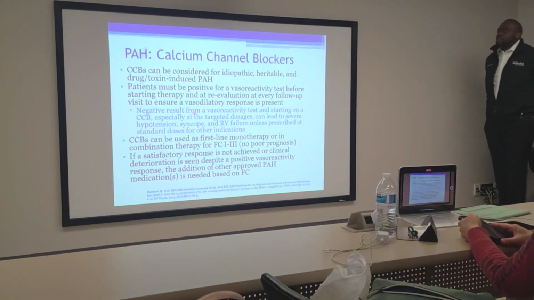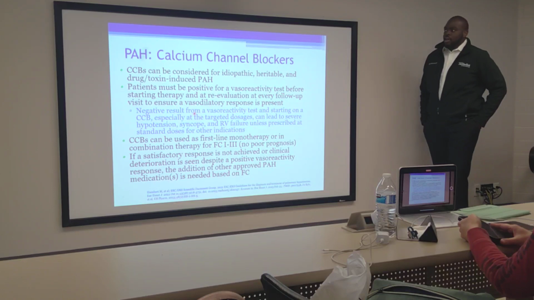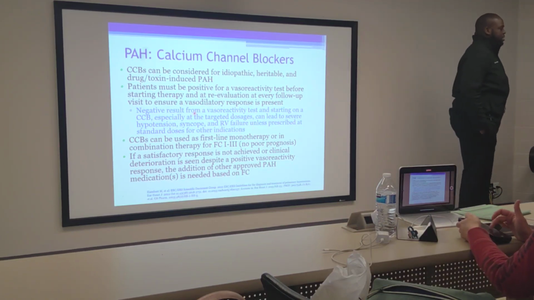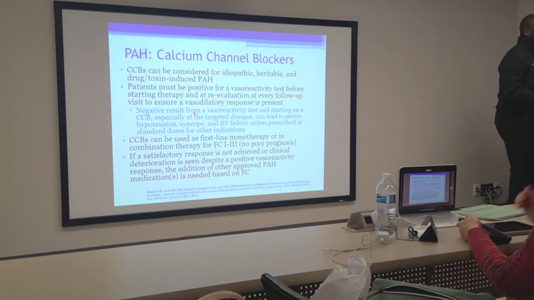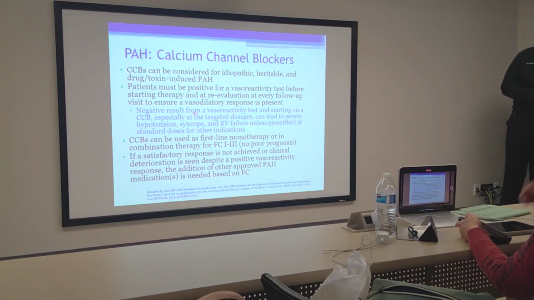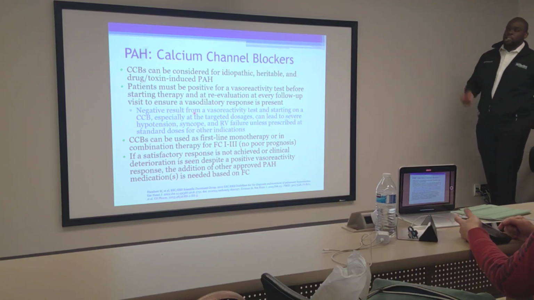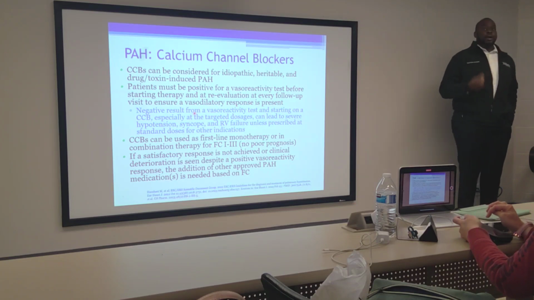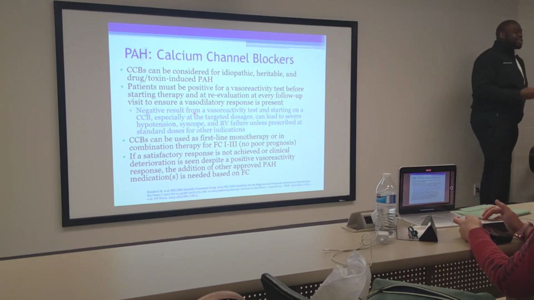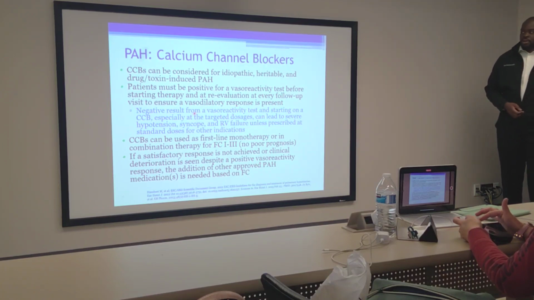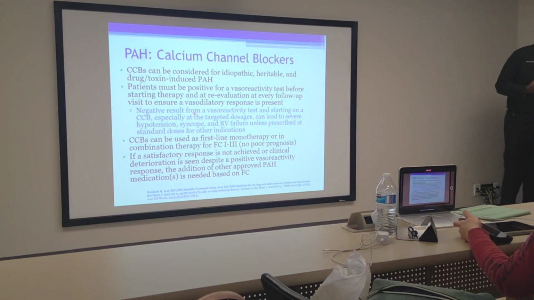Alright. Calcium blockers, or CCBs, can be used for all three types of PAH, which would be your IPAH, your HPAH, as well as your DTPAH. None of these patients, this is an error check mark here, none of these patients may start therapy unless they are positive for a vasoreactive test, with a reevaluation at every follow-up visit to ensure that there is a vasodilatory response present. This is extremely important.